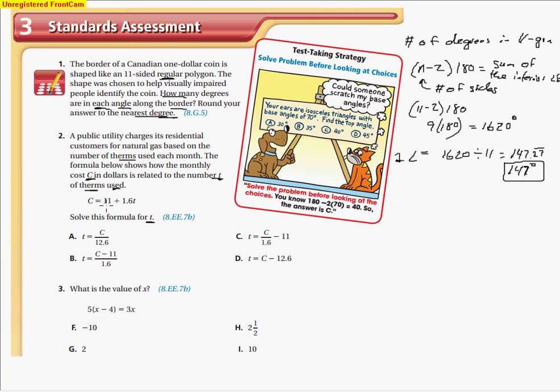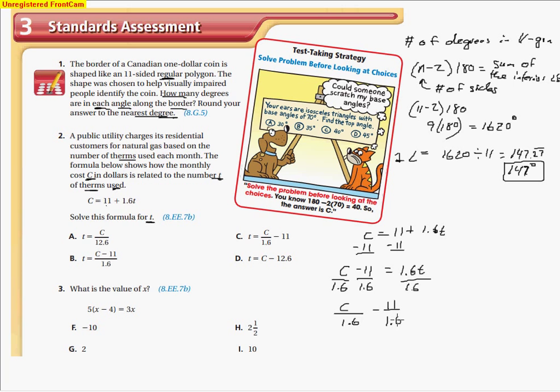The first step I'm going to do is move that 11 over. You're just undoing the equation to isolate the variable T. So I'm going to subtract the 11. You can't take 11 from C, so I just have to write that separately. Then I'll divide by 1.6 on all sides. This is what I've got now: C divided by 1.6 and then minus 11 over 1.6.